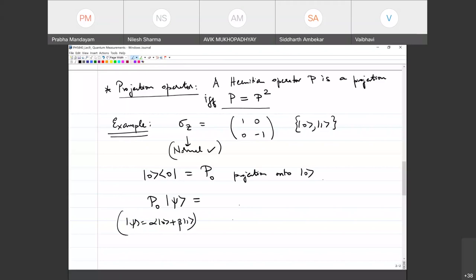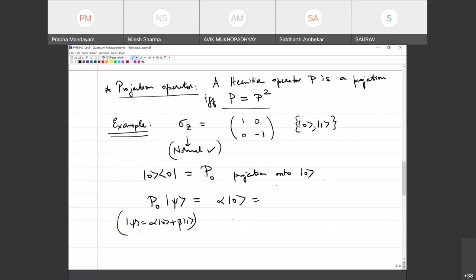It projects psi onto the ket zero. But what do you get precisely? That's the meaning of this, but I want to know what is the exact prefactor you get. It's alpha zero. It's alpha, yeah. So what is alpha actually?